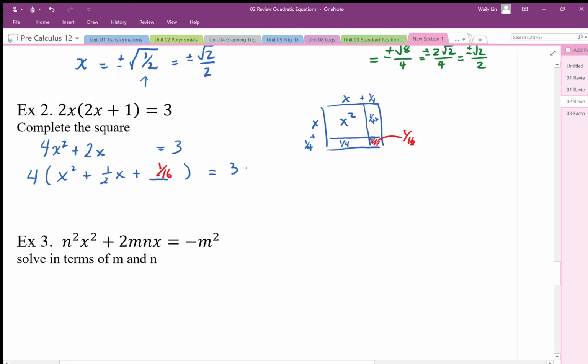And then we balance it with plus 4/16, which is 1/4, because we have 4 groups of 1/16. And then solving the rest of this, we end up with our perfect square.